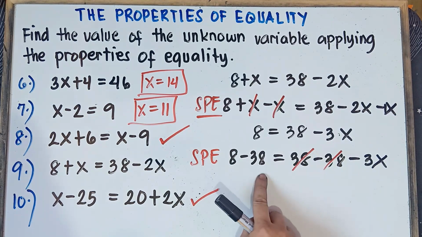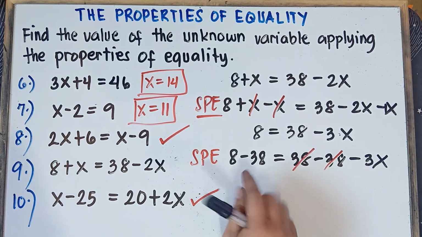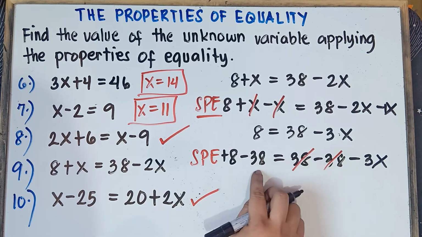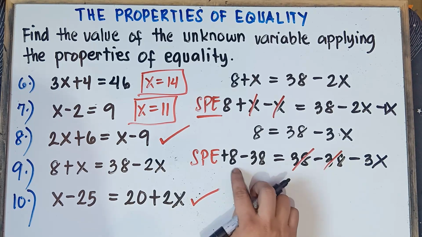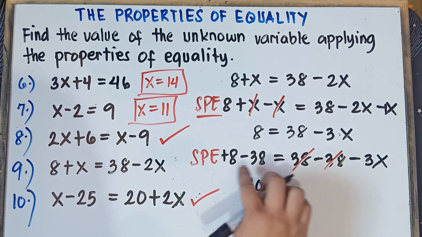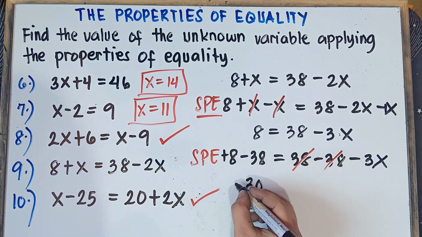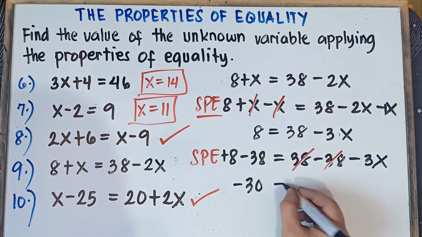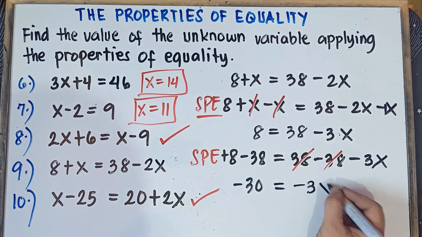And then 8 minus 38, if the signs are not the same, we have positive 8, negative 38. Subtract 38 minus 8, that's 30. Now 38 is greater than 8, so we copy the sign. That would be negative 30 equals, copy negative 3x.